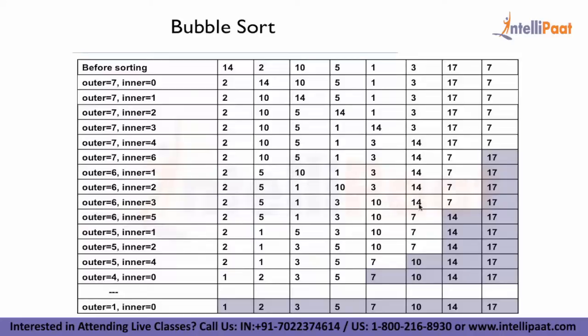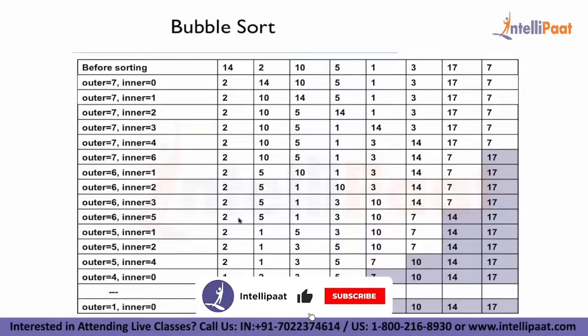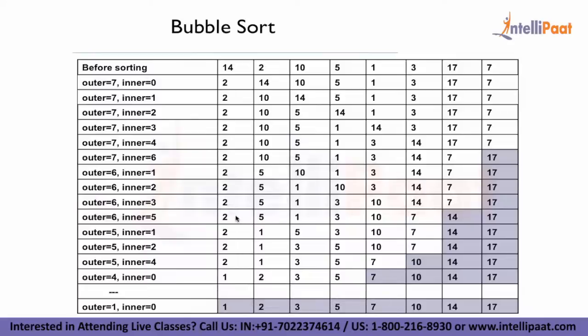Now again our comparison portion will become 14. 14 will compare with 7. 14 is greater, so we'll swap 7 and 14. 7 will come here, 14 will come here. So this makes our unsorted portion as this one. Again we start with 2. So our unsorted portion will be this array.